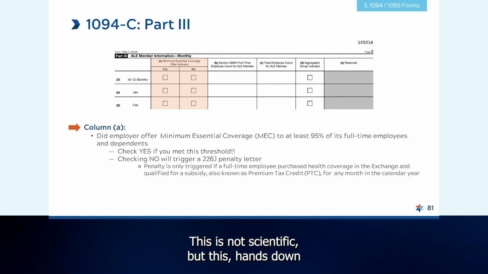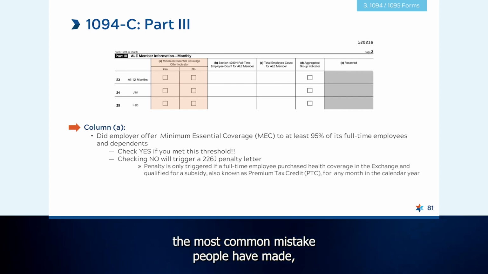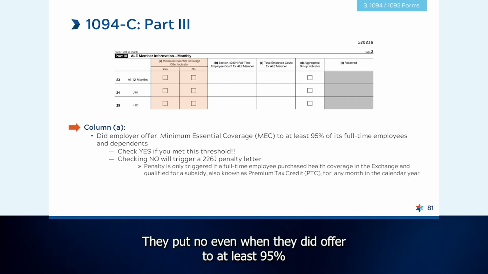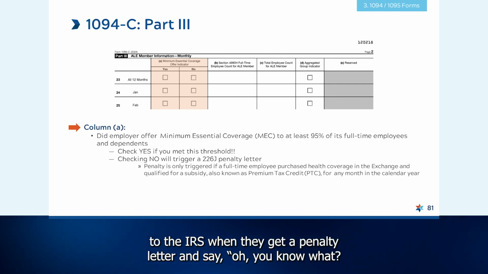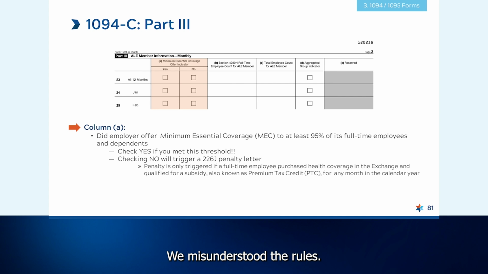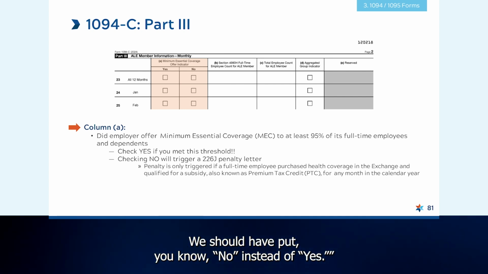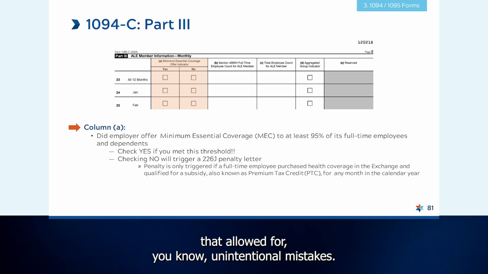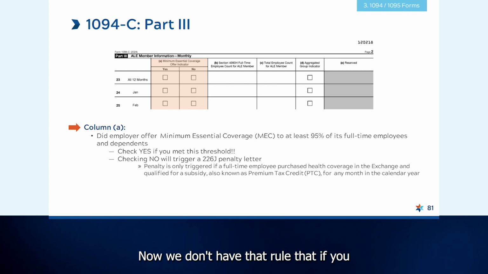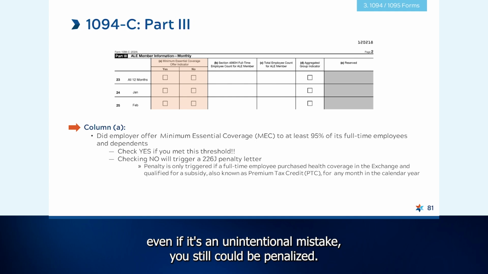This is not scientific, but hands down this is the most common mistake employers have made on this. They put no, even when they did offer to at least 95%, and they get a penalty letter. And then they have to respond to the IRS and say, oh, you know what? We actually did offer, we misunderstood the rules. Here's what we should have done. We should have put yes instead of no. Back then, there was a transition rule that allowed for unintentional mistakes. Now we don't have that rule, so even if it's an unintentional mistake, you still could be penalized.